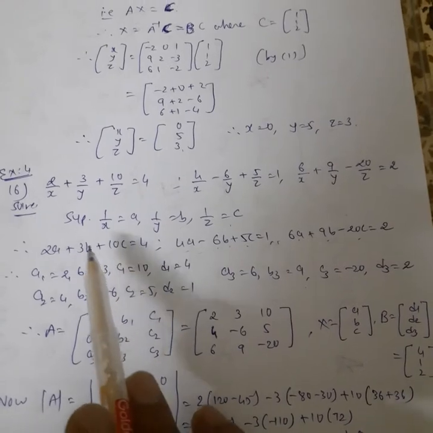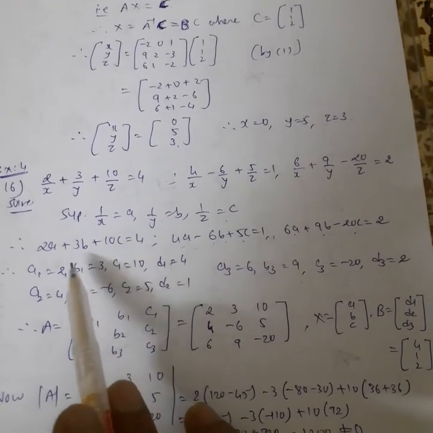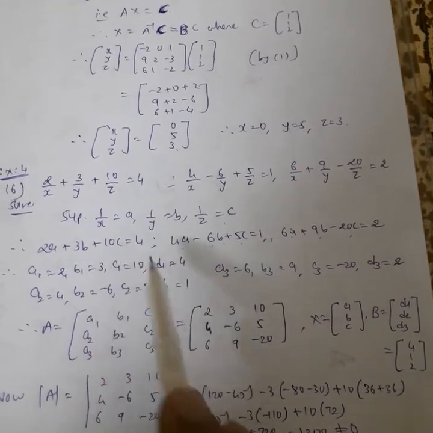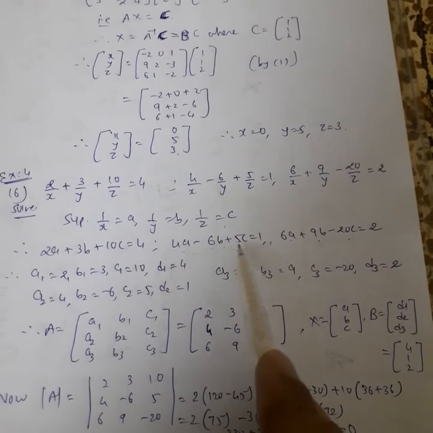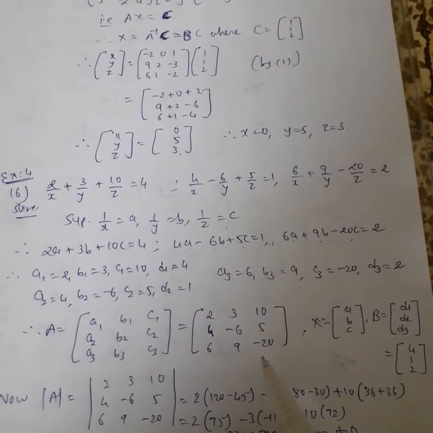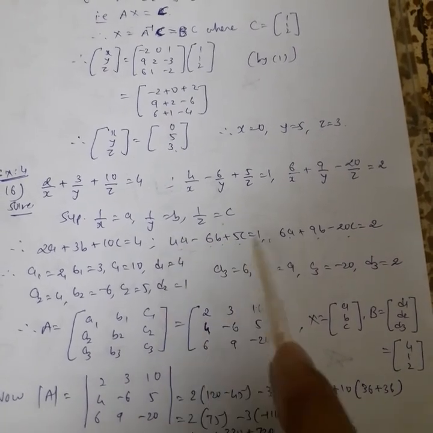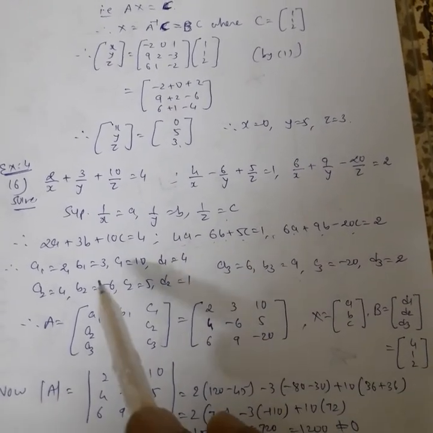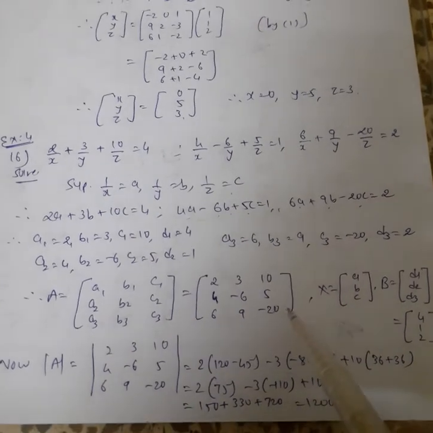The coefficients of a, b, c will be matrix A: 2, 3, 10 are the elements of the first row, 4, minus 6, 5 are the elements of the second row, and 6, 9, minus 20 are the elements of the third row. The right hand side 4, 1 and 2 is matrix B. A, B, C are the elements of matrix X.